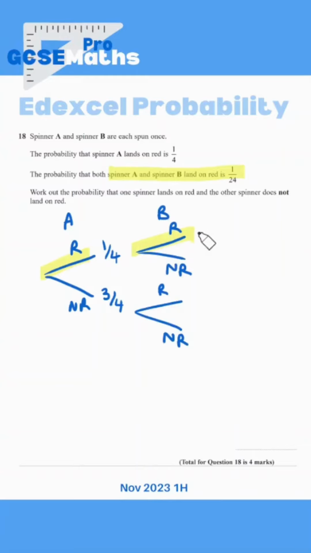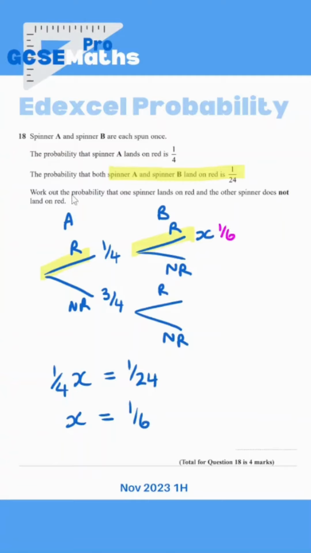So let's just say that the probability of red for spinner B is x. What we would have done is 1/4 times x, and that equals 1/24. So do you see how I could work backwards to find the probability of getting red on spinner B? I'm just going to multiply across by 4 or divide by a quarter, whichever you prefer, which would technically give me 4/24, but you would know that should simplify to 1/6. So now we know that this probability here is 1/6.